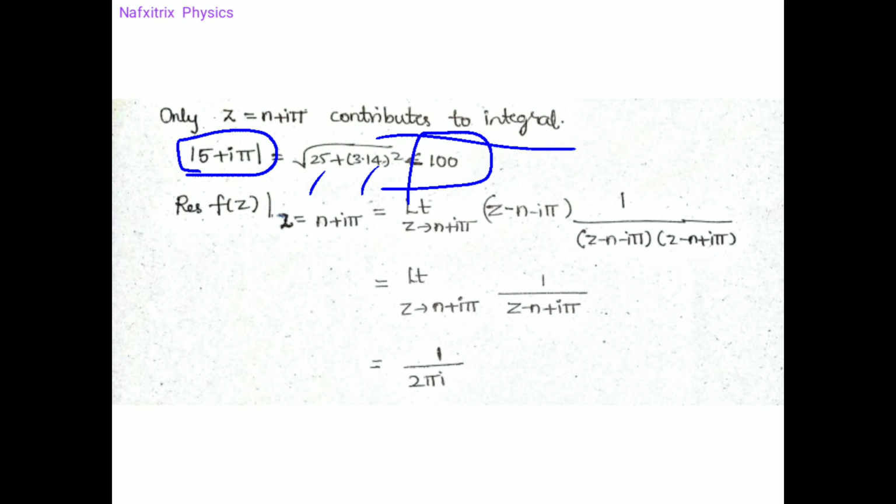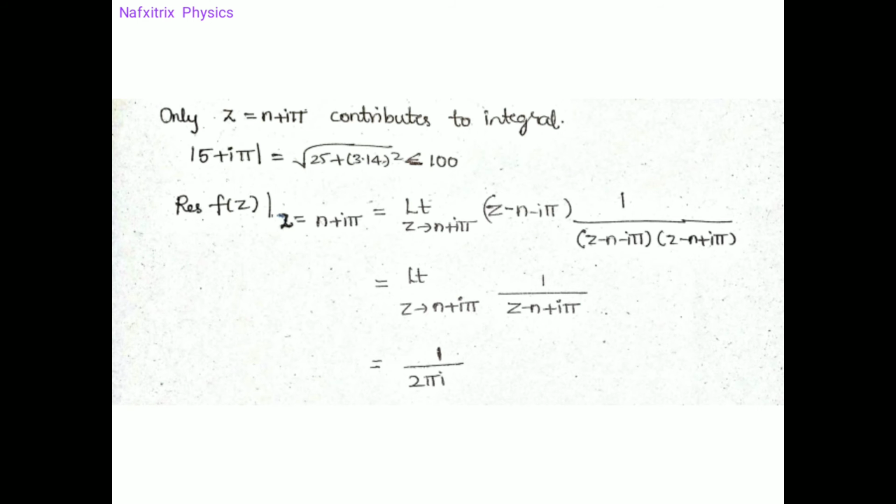So up to 5 it would lie inside. If it were 10 plus i pi, then the square root of 10 square plus pi square, where 10 square is nothing but 100, would definitely have been greater than 100. So that point we would have neglected. So here all the points from 1 to 5 would lie inside.